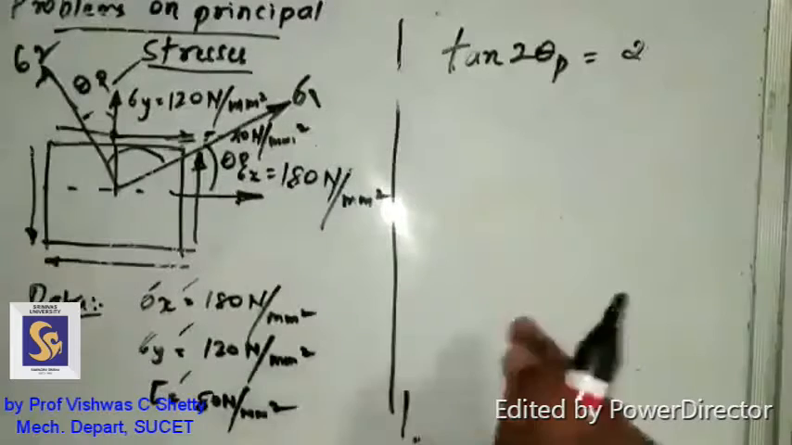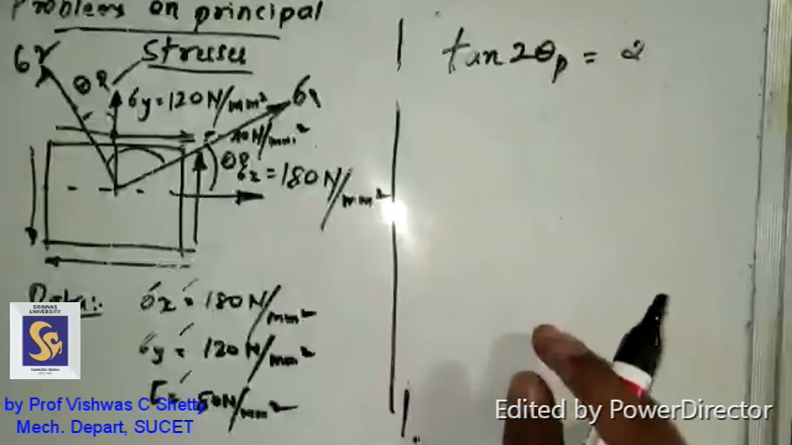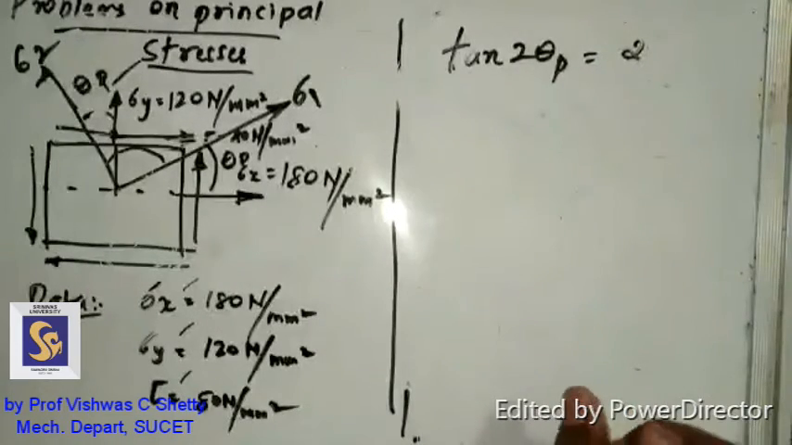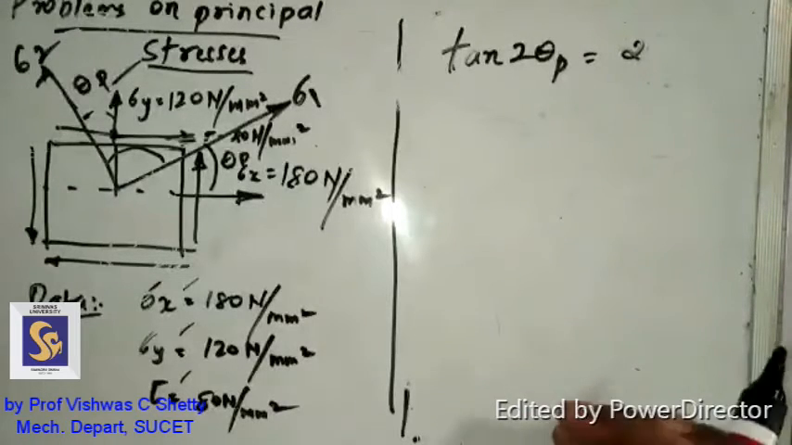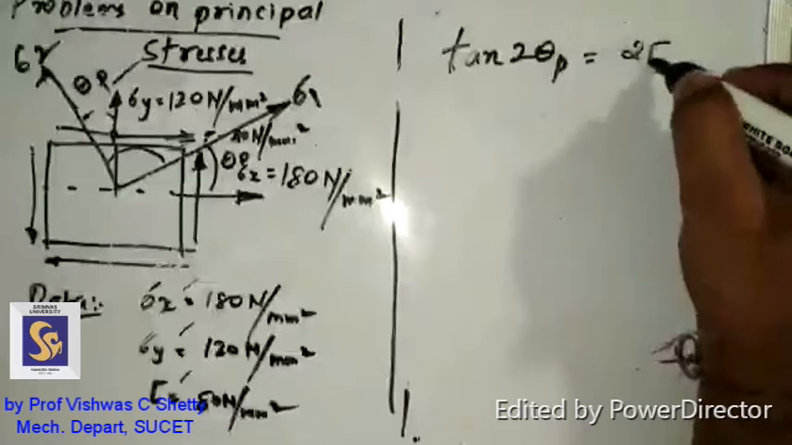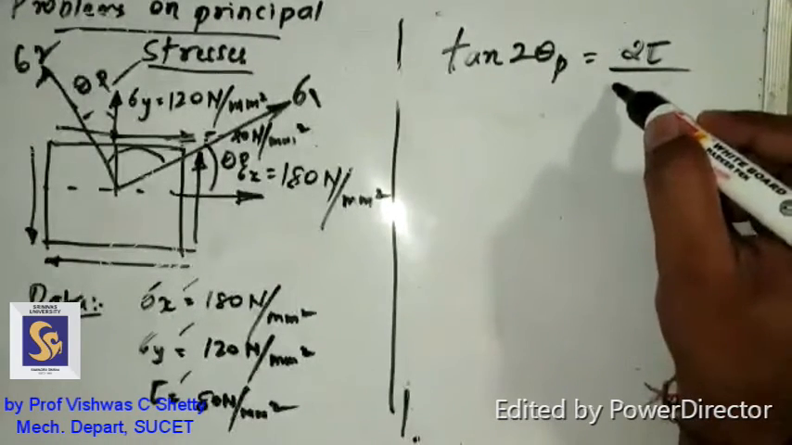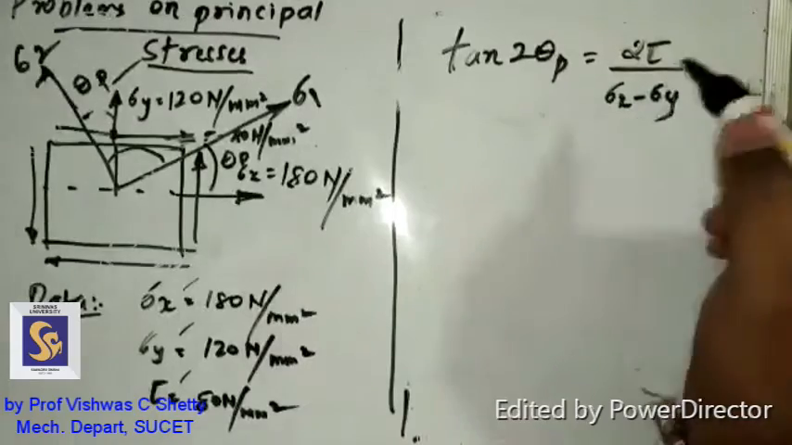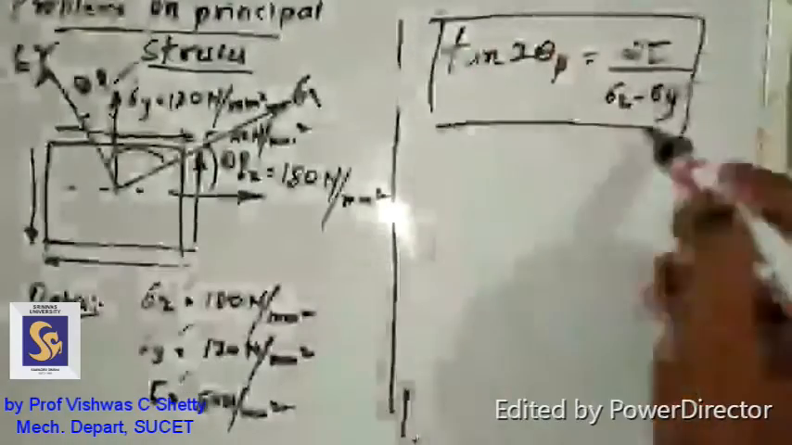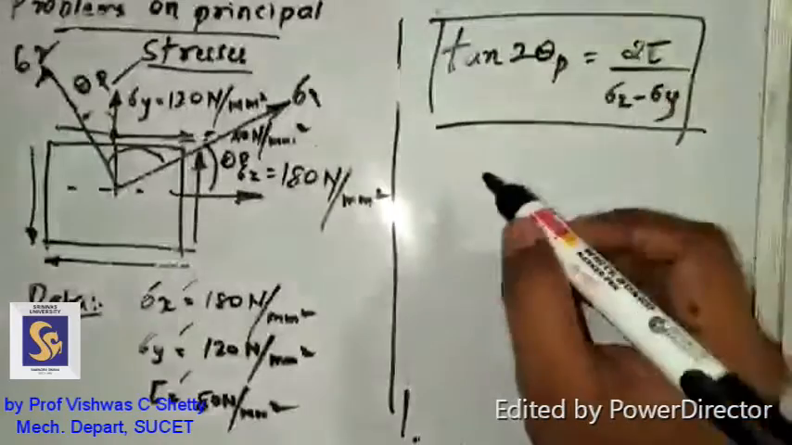We found sigma n and sigma t. Then we found sigma t as (sigma x minus sigma y) by 2 sin 2 theta minus tau cos 2 theta. This is tau, the shear stress, and sigma x minus sigma y. So this is the formula. From this you can calculate theta p.